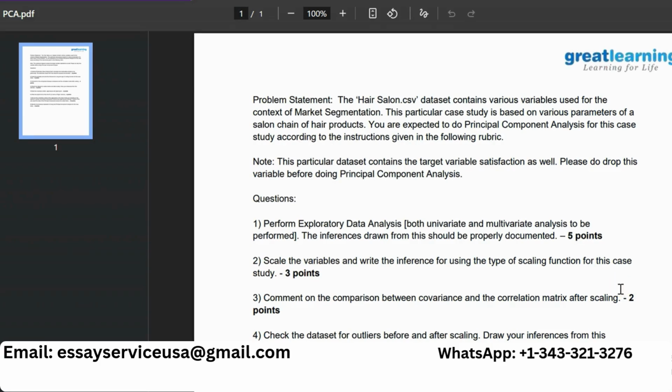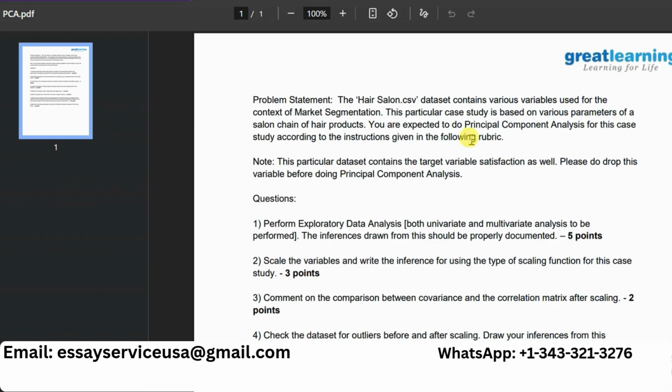Our dataset contains several customer experience variables and also a satisfaction score. Since PCA works only on independent variables, the first step was to drop the satisfaction column and then check the structure of the dataset. Good news, all variables were numerical, no missing values, no duplicates. This meant the data was clean and ready for deeper analysis. Now we explore what the data tells us.